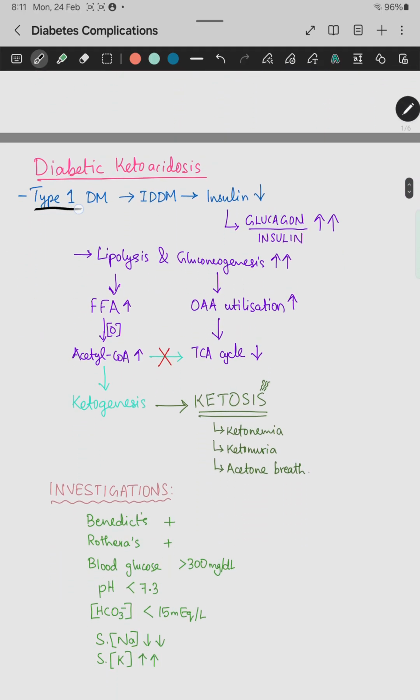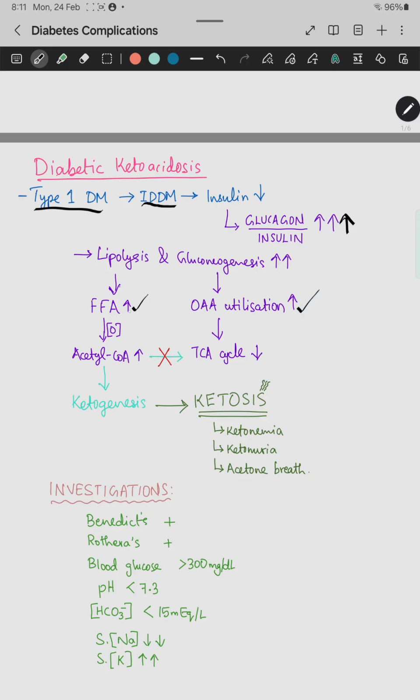Now it is mainly seen in type 1 diabetes mellitus, that is insulin dependent diabetes mellitus. So insulin production is decreased, which means the glucagon insulin ratio is increased, and that causes lipolysis as well as gluconeogenesis. Lipolysis increases free fatty acids. Gluconeogenesis increases the utilization of oxaloacetic acid.